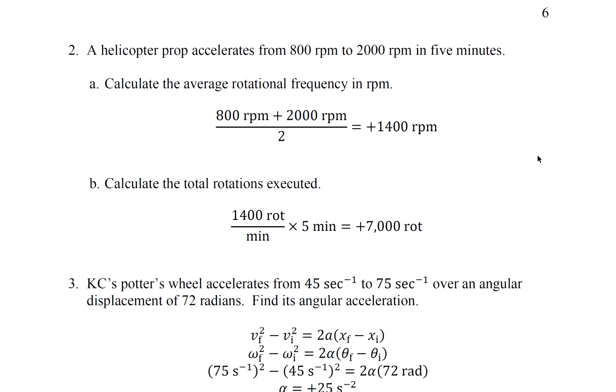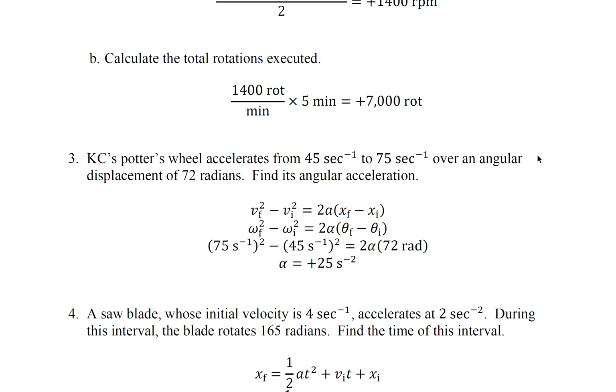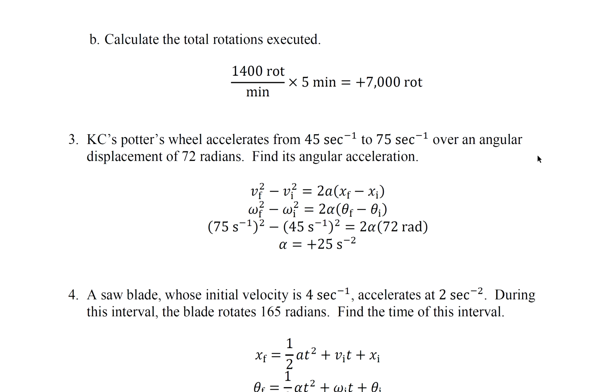Part C, Casey Potter's wheel accelerates from 45 rad/s to 75 rad/s over an angular displacement of 72 radians. Find its angular acceleration. So we're going to use this equation.